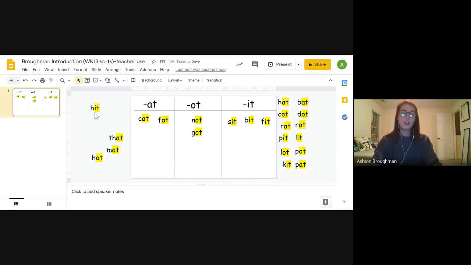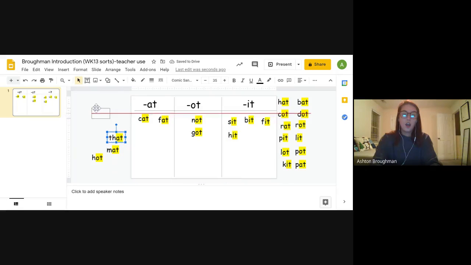What letter does this word start with? The letter H. And what sound does the letter H make? Good job. And then we see IT again. And we know that when we see IT, it makes what sound? It. Good job. Who can tell me what word that is? Hit. Yes, good job. So what word family does hit belong to? Good. The it word family.